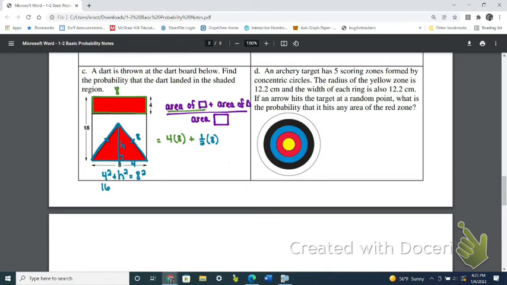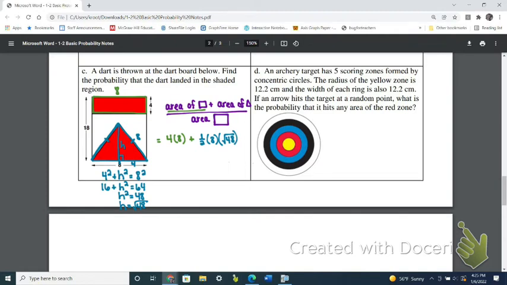So we get 16 plus h squared equals 64. So h squared is 48. So that means h is the square root of 48. And I'm going to leave it like that. I'm not going to find a decimal for it because there's no point, because I'm going to plug it into a formula.